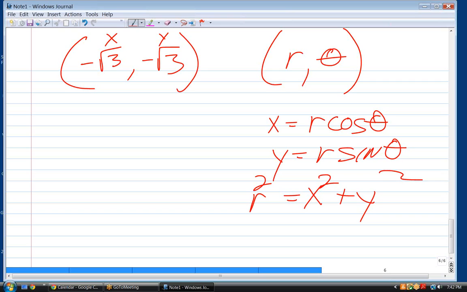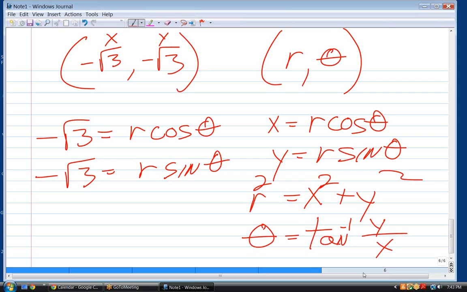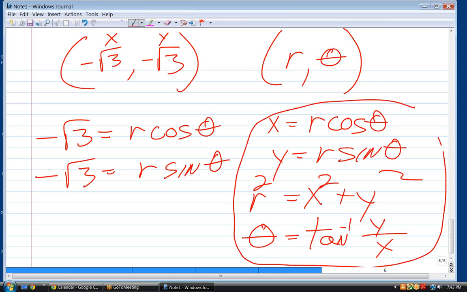So, what is r? If I do a direct substitution here, I get minus root 3 equals r cosine of theta, and minus root 3 equals r sine of theta. And the last equation we need is theta equals the inverse tangent of y over x. Those are the four equations we're going to use when working with polar coordinates.